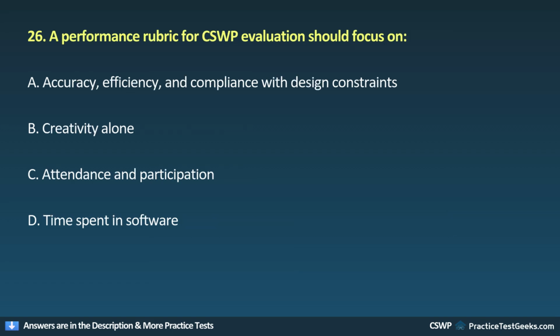26. A performance rubric for CSWP evaluation should focus on: A. Accuracy, efficiency, and compliance with design constraints. B. Creativity alone. C. Attendance and participation. D. Time spent in software.